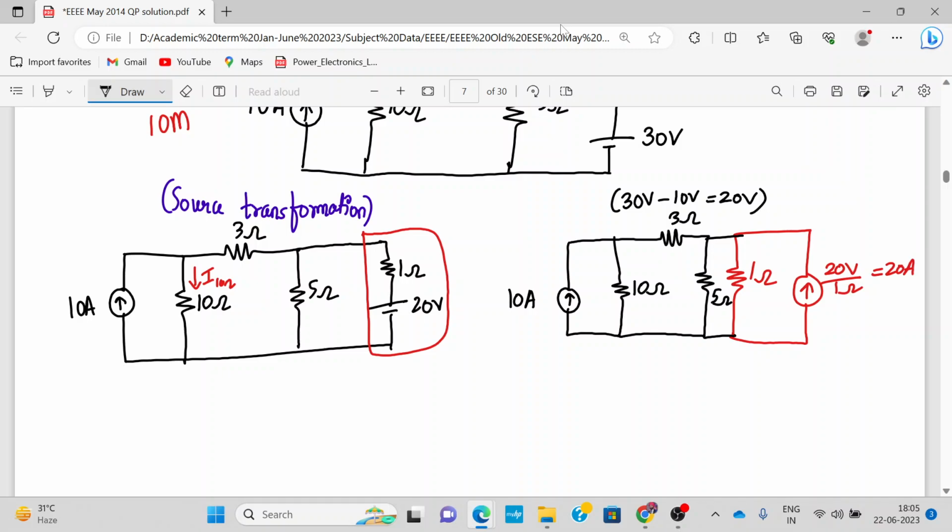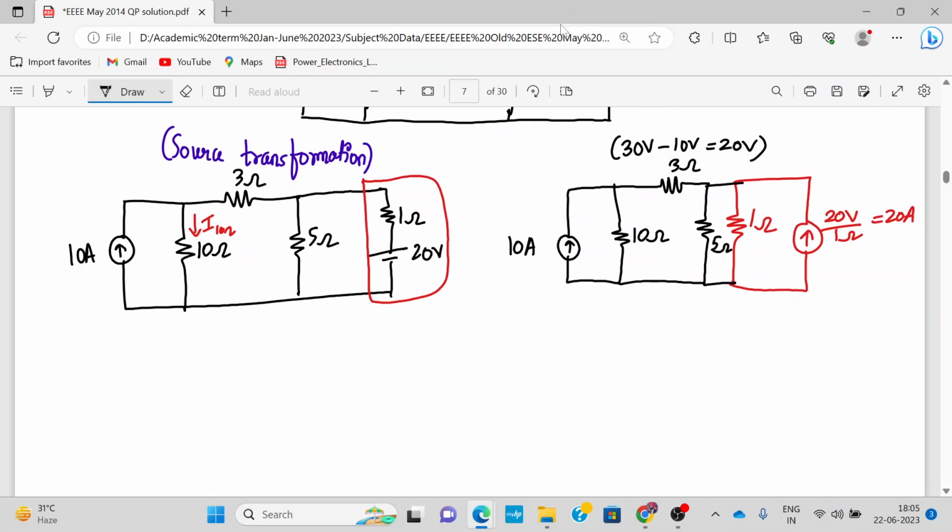Yes or no? Agree? Yes. So this 5 and 1 are in parallel. 5 ohm parallel to 1 ohm. That will be 5 into 1 upon 5 plus 1, that will be 0.83 ohm. Okay.